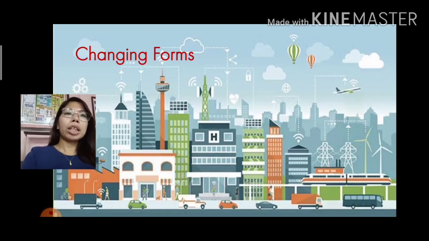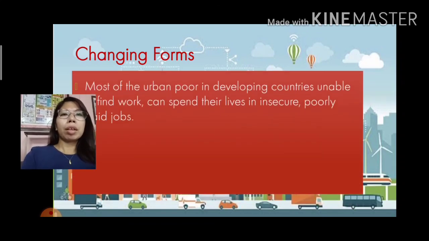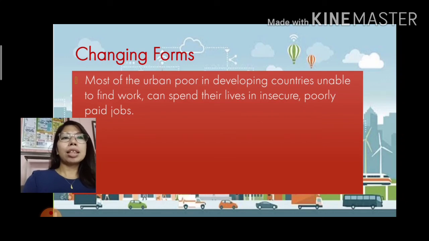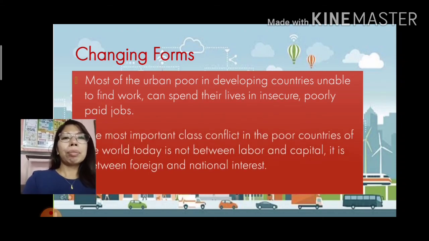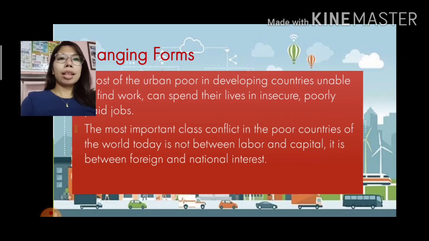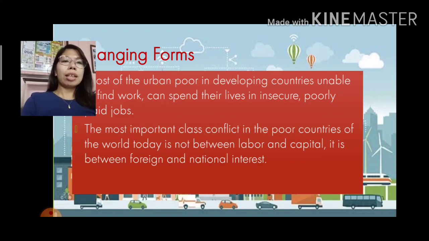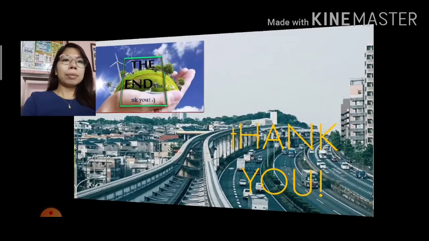We have also the changing forms. Most of the urban poor in developing countries, unable to find work, can spend their lives in insecure, poorly paid jobs. So the most important class conflict in the poor countries of the world today is not between labor and capital. It is between foreign and natural interests.